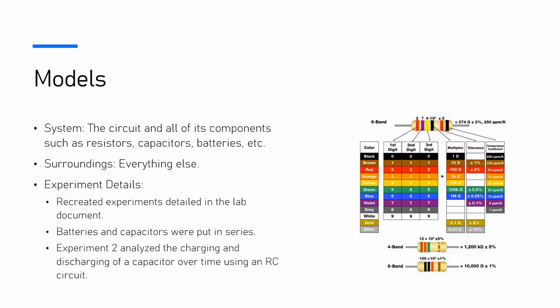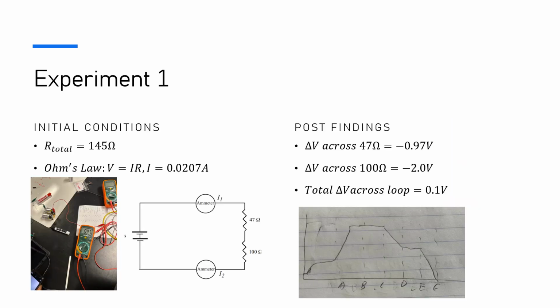And for the experiment details, we recreated the experiments detailed in the lab document. Batteries and resistors were put in series, and then experiment 2 analyzed the charging and discharging of a capacitor over time using an RC circuit. All right, here is the experiment 1 information.